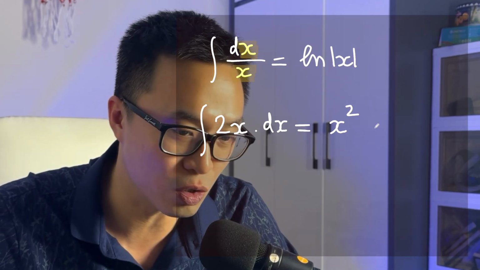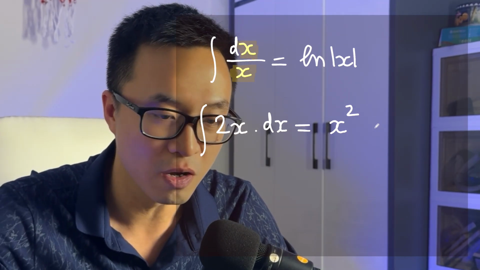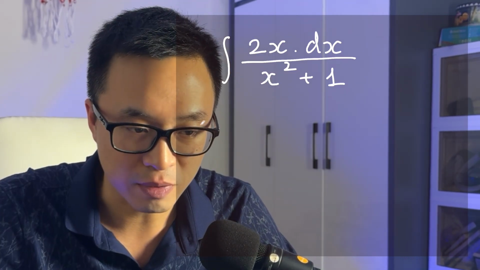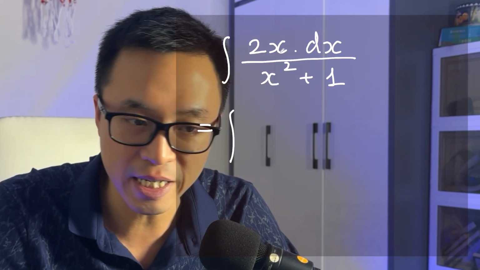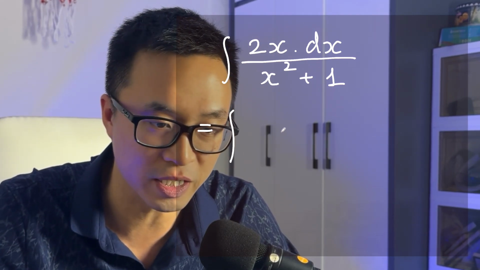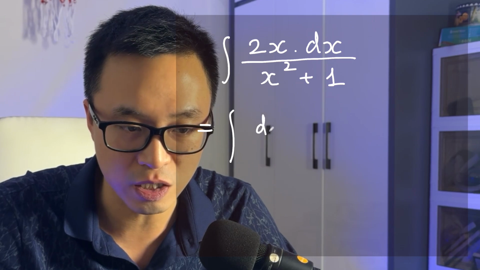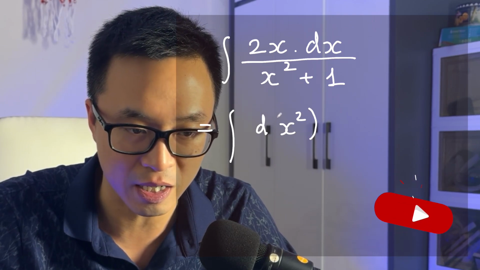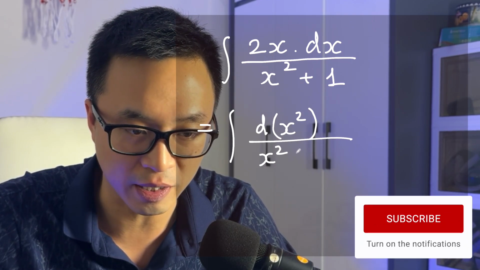So how can we solve this? How can we use these two methods for solving this question? The first step, I need to take the integral of 2x inside the dx. 2x inside the dx, you will have d of x squared like this. And the denominator, I keep it unchanged.